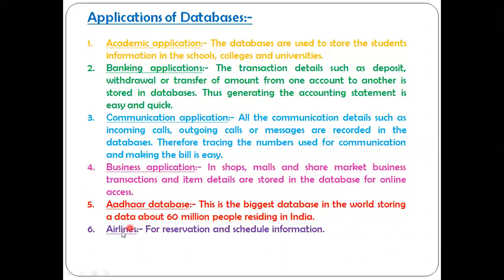The last application is airlines for reservations and scheduled information. As I said, in the first example when I started the chapter, we gave the example of the railway. Here, airlines for reservation and scheduled information. That means at what time the flight will come and at what time the flight will depart. All that information you can easily access from their database. These are the 6 applications of a database.